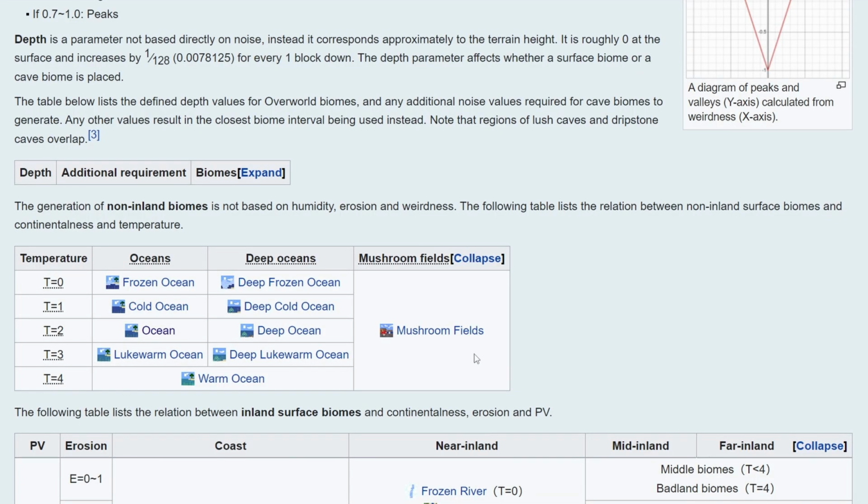The mushroom fields always generates far out in the ocean, so it probably has the most unique terrain in that it's not affected by other things. The mushroom fields isn't a middle biome or a plateau or shattered biome or whatever, so it definitely is going to have crazy unique terrain.